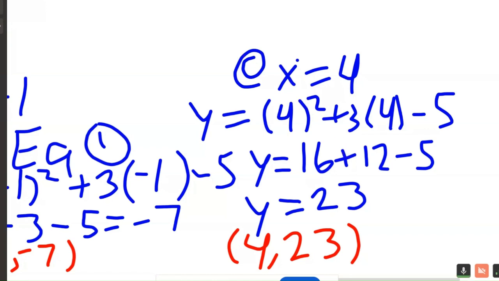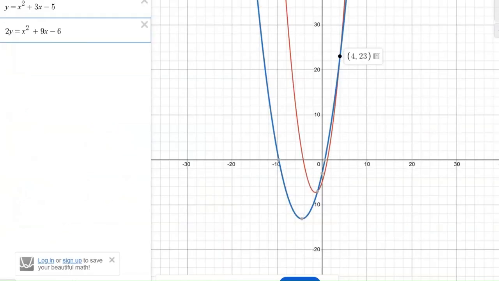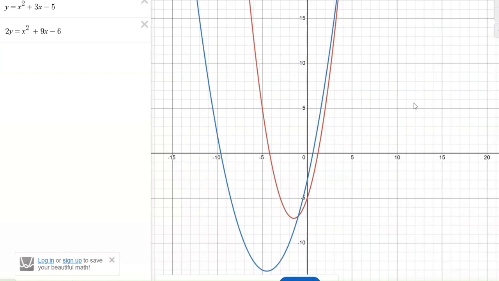Well, let's take a look at Desmos. I have the two quadratics right here on the left side on Desmos, and you can see where they intersect. The red one is what we called equation 1, and the blue one is what we called equation 2. Our points of intersection are here at -1, -7. That was one that we calculated.